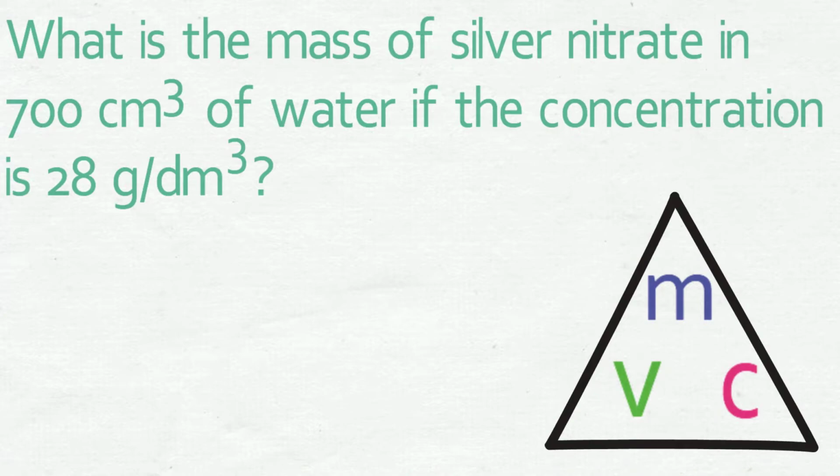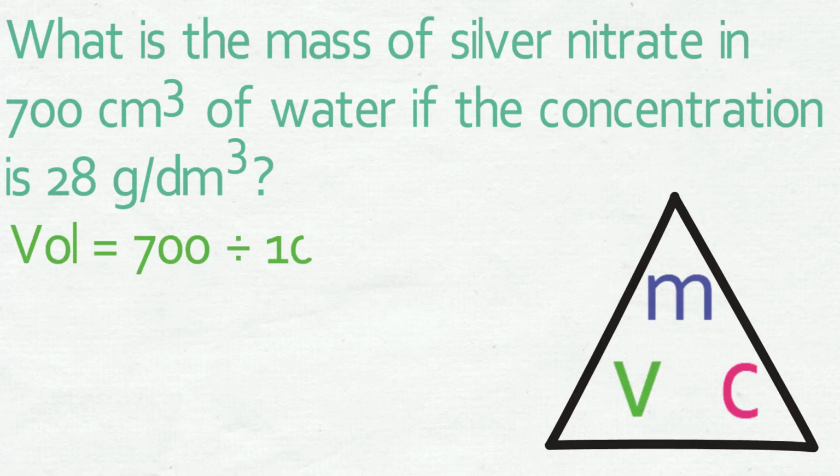So like before, we need to ensure that all of the values are in the correct units. We're given the volume and the concentration. We know that volume should be in decimeters cubed and concentration should be in grams per decimeter cubed. At the moment, concentration is in the correct units, but volume is not. Currently, we are given the volume in centimeters cubed rather than decimeters cubed. In order to convert from centimeters cubed to decimeters cubed, we divide by 1000. Therefore, we do 700 divided by 1000, and this gives us 0.7 decimeters cubed.